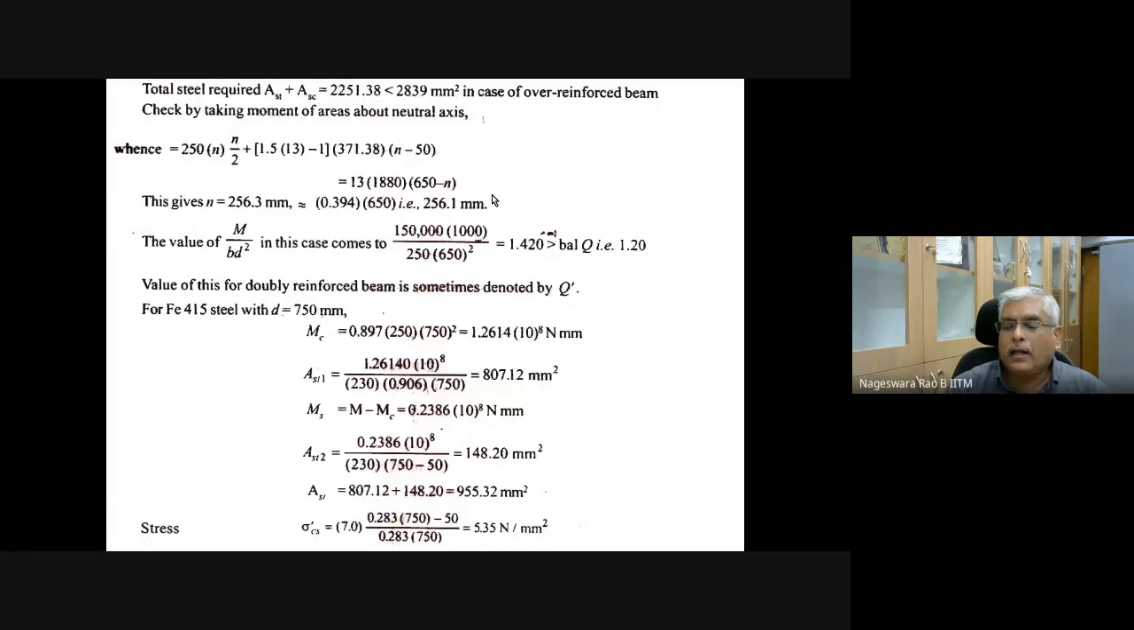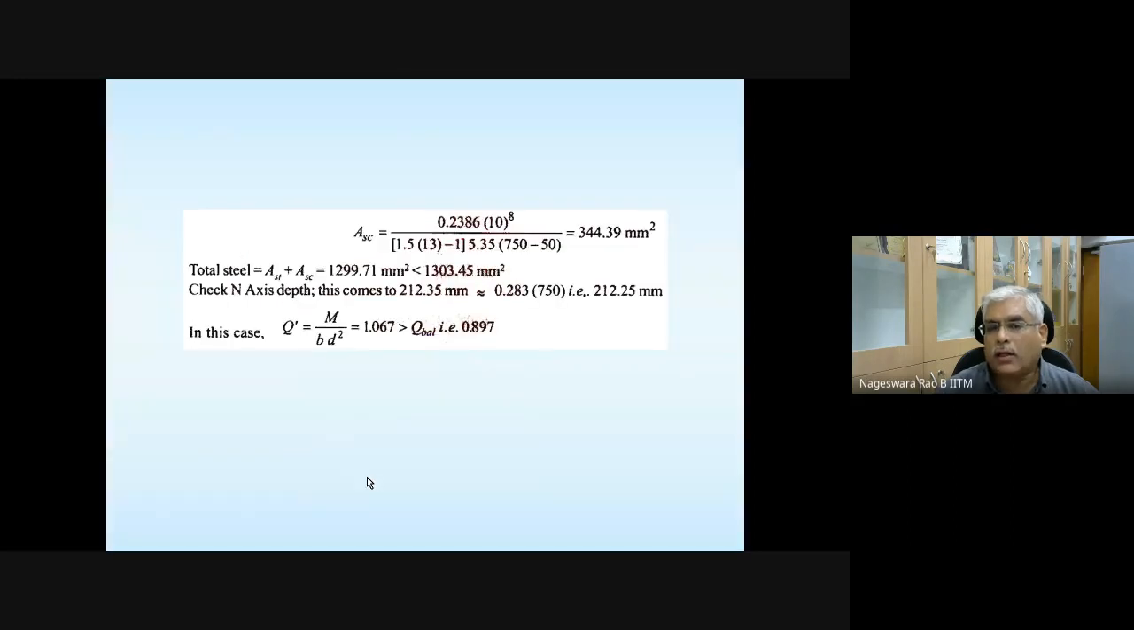Also, now you know the moment and the cross-sectional dimensions. So you can even find M divided by bd square and compare it with the balanced section resisting moment factor. That is what is done here. This is just for checking. And the same calculations are repeated with Fe415. So you go through this and cross check if there is any mistake in the numerical values.